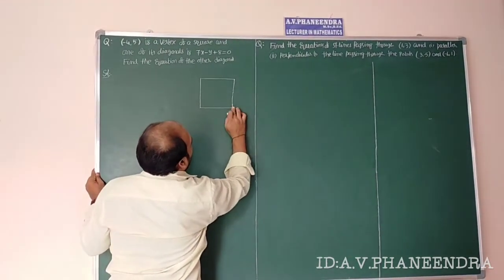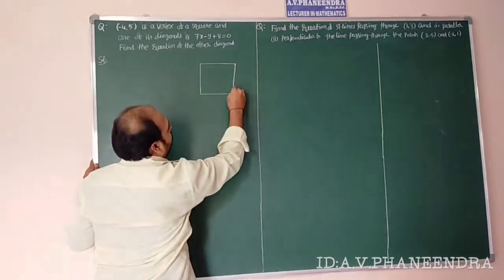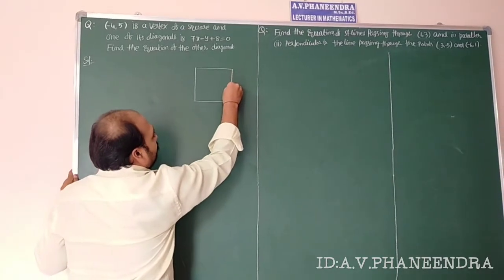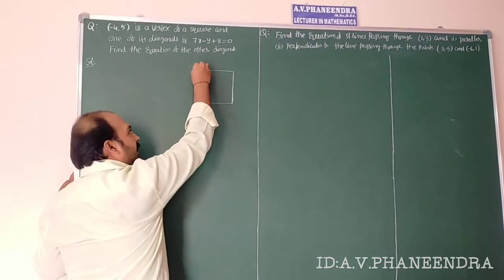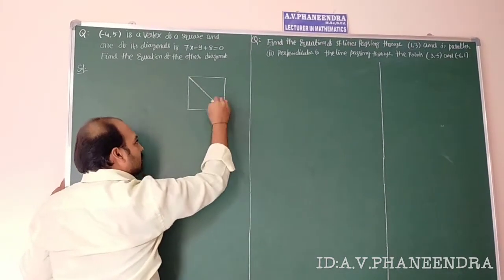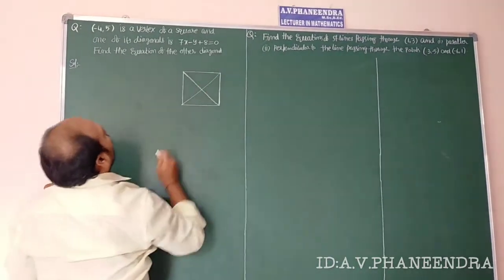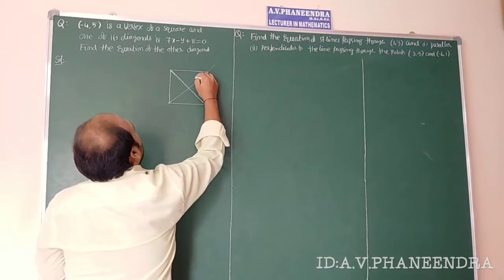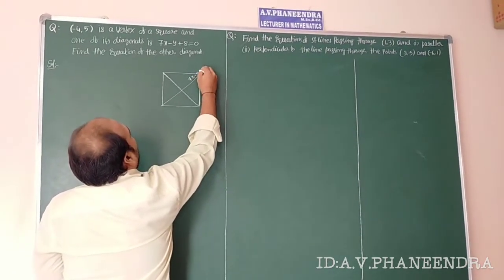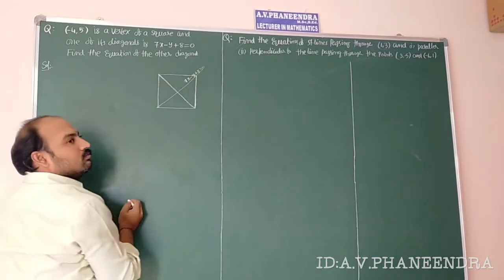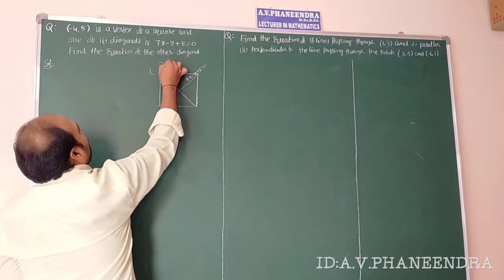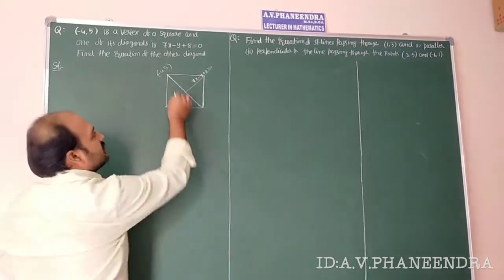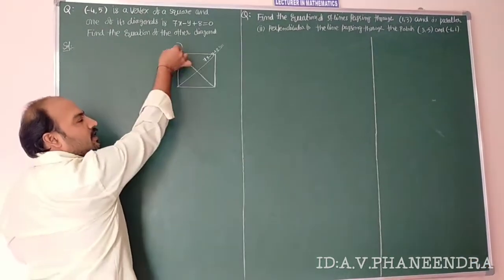This is the square. These are the diagonals. This diagonal is 7x minus y plus 8 equal to 0. One vertex is given, that vertex I am assuming as minus 4 comma 5. They are asking to calculate the other diagonal.